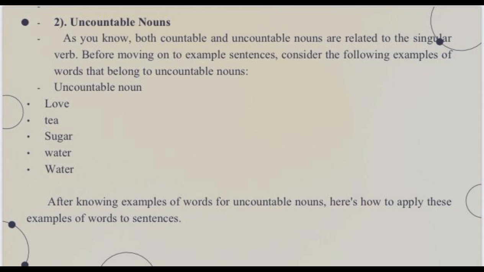Uncountable nouns. As you know, both countable and uncountable nouns are related to singular verbs. Before moving on to the example sentences, consider the following examples of words that belong to uncountable nouns: love, tea, sugar, water. After knowing examples of words for uncountable nouns, here's how to apply them to sentences.